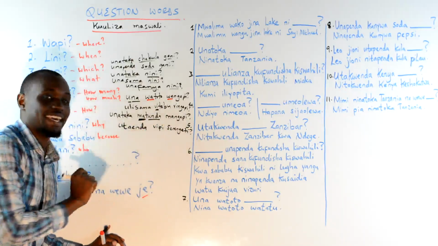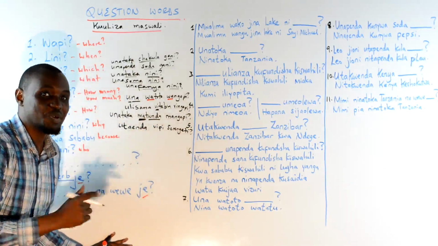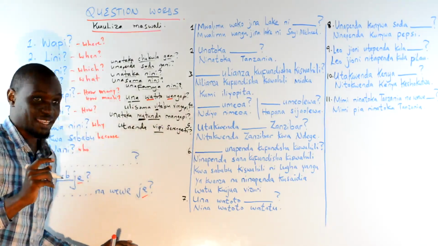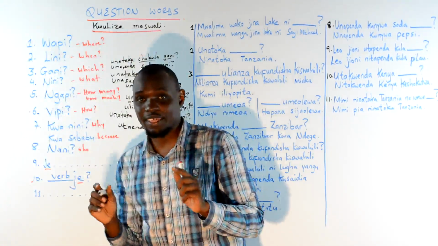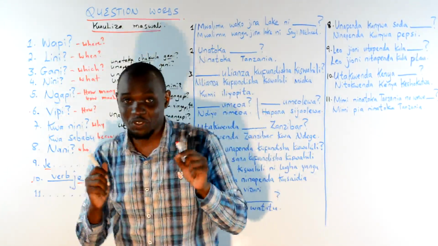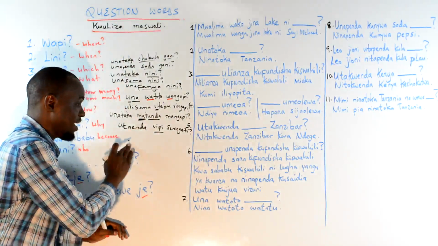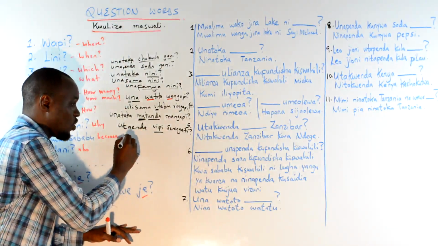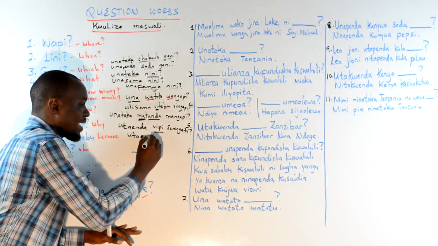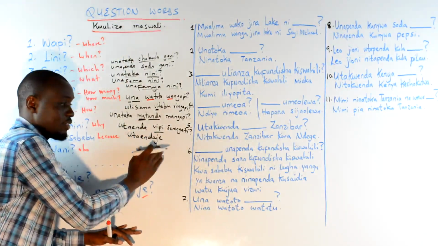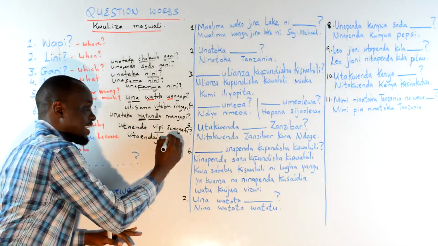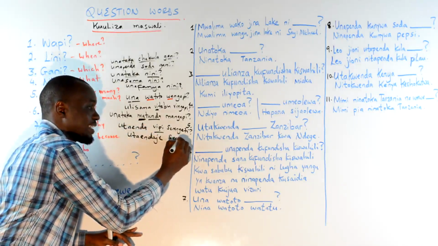Utaenda vipi Serengeti? That means how will you go to Serengeti? Vipi, but we said you either use vipi or we can use je. So we can also say utaenda vipi Serengeti or utaendaje. Je is attached to that verb. Utaendaje Serengeti? How will you go to Serengeti?